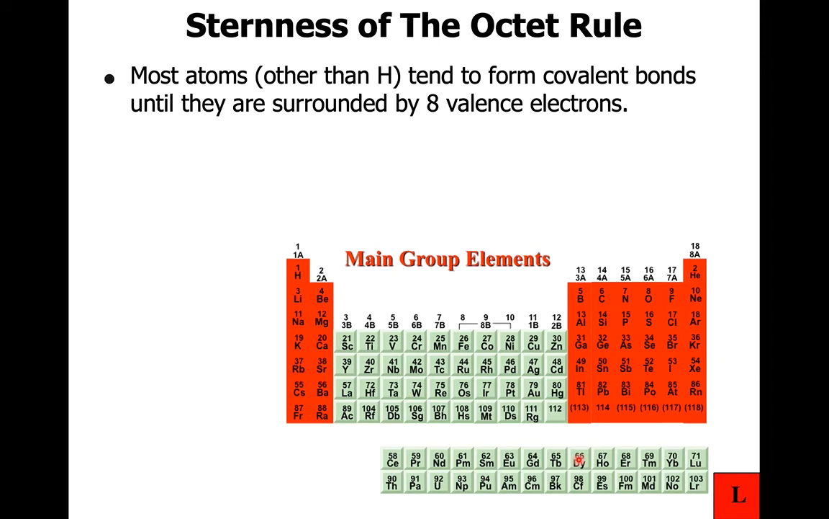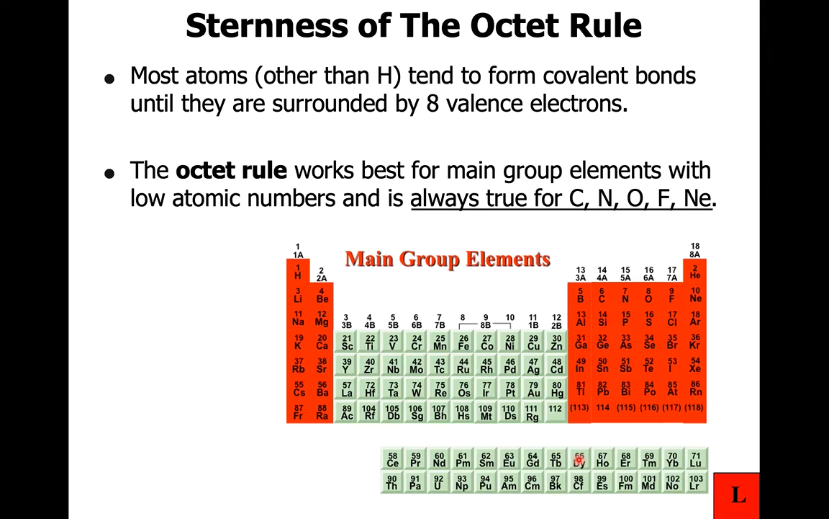So, sternness of the octet rule. The octet rule is really stern up here, with the exception of those odd electron molecules. Anything else is going to have an octet on carbon, nitrogen, oxygen, or fluorine. And the octet rule gets weaker as we go down. So when we get to these really heavy atoms, we have lots of exceptions where we have 10 and 12 electrons around the central atom.